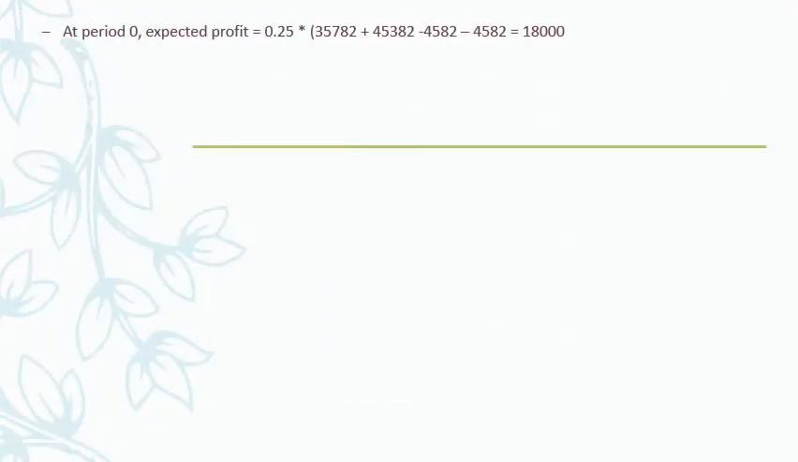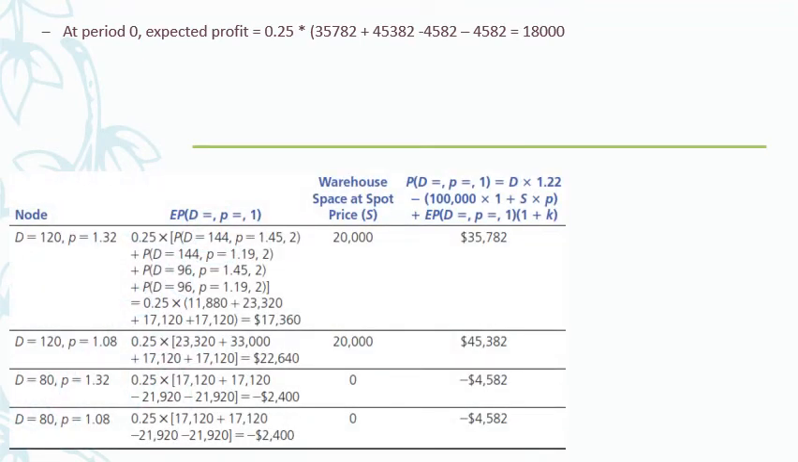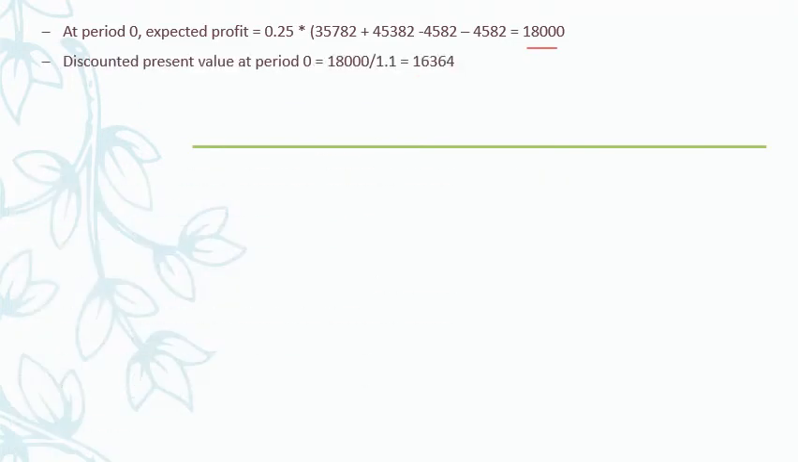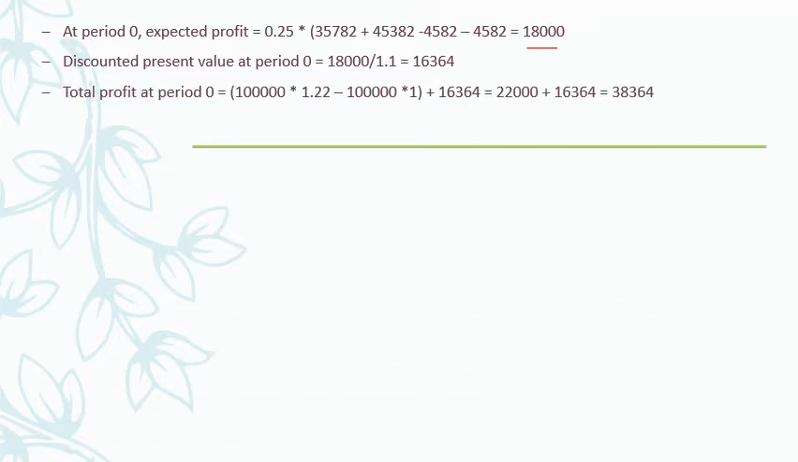Let's get the calculation at period 0. Same thing, 25% of 4 nodes to which node 0 is connected. Add them, multiply it by 25% or 0.25, you will get 18,000. Get the discounted amount because they are the expected future profit. You have to get the present amount, divided by 1.1. 10% is the K value, discount value. You get 16,364. So finally, what is the actual profit?